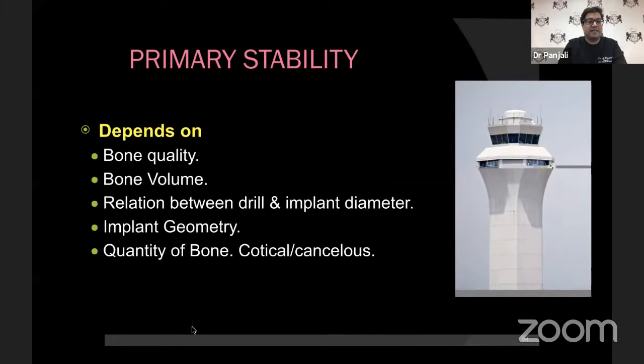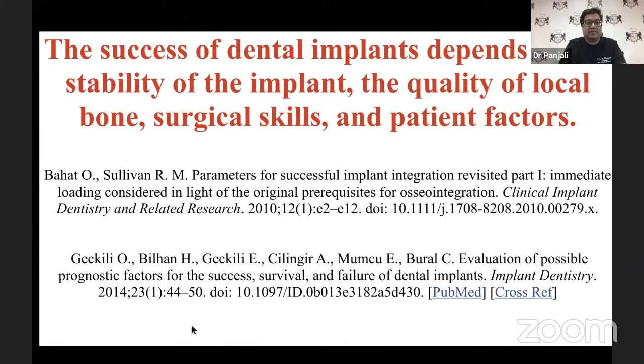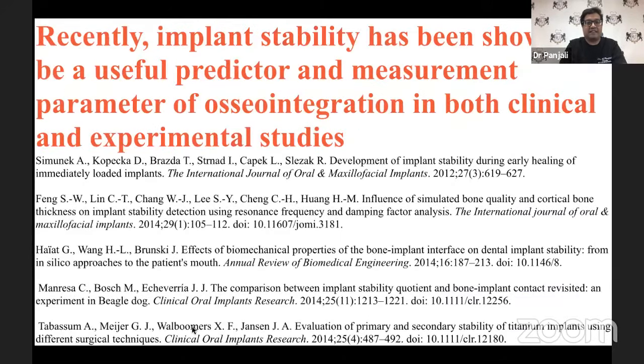So the primary stability depends on bone quality, bone volume, and the relationship between the drill and the implant diameter. This is very important when you go into the maxilla. Always remember, if you're drilling into a D3 type of bone, always undersize your osteotomy to make sure that you get good primary stability. Then you have the geometry of the implant, and the literature is very clear about it. It says the success of a dental implant depends on the stability of the implant and the quality of local bone, surgical skills, and the patient factors.